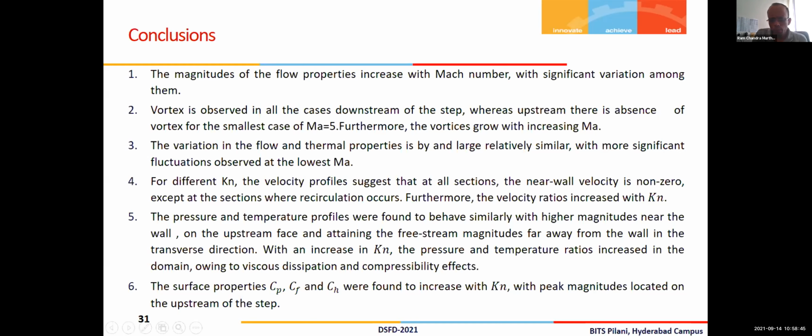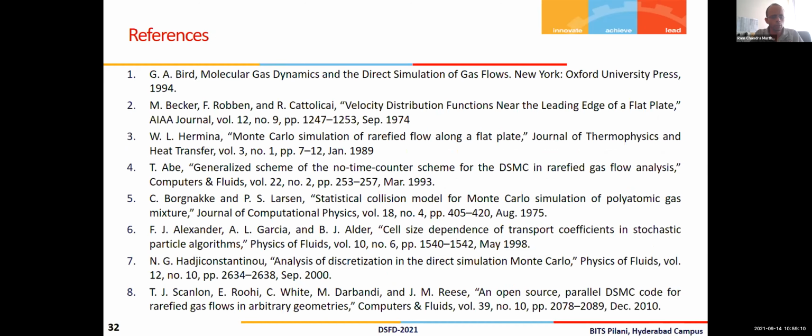With an increase in Knudsen number, the pressure and temperatures increase in the domain owing to viscous dissipation and compressibility effects. So these are the two dominant effects that compete and dictate how the flow contours look like. And finally, the surface properties were found to increase with Knudsen number with peak magnitudes located on the upstream of the step. So that's basically about our study, and these are some references.